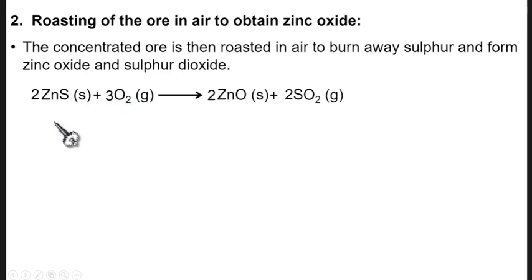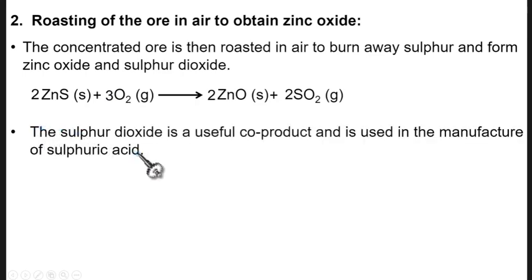All right. So now at this process, what we are saying is that the sulfur dioxide is a useful co-product and is used in the manufacture of sulfuric acid. All right. When we say co-product, we are saying it comes together with another product, like zinc oxide is coming out with the sulfur dioxide. That's why we are saying a co-product. All right. So this is what happens at this stage. It's a very short stage.